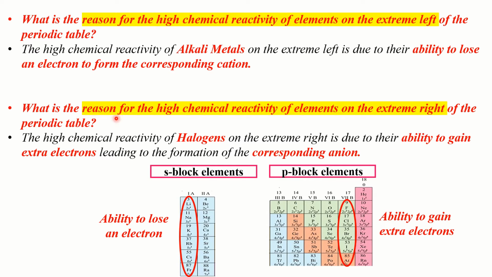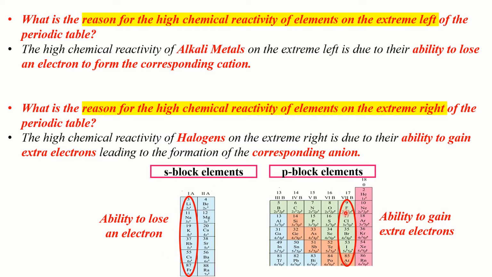And what is the reason for the high chemical reactivity of elements on the extreme right of the periodic table? The high chemical reactivity of halogens on the extreme right is due to their ability to gain extra electrons, leading to the formation of the corresponding anion. So alkali metals on the extreme left and halogens on the extreme right of the periodic table are highly chemically reactive. Alkali metals readily tend to lose their outermost electron so that they may achieve octet configuration in their valence shell, and this is the reason why they are highly chemically reactive.